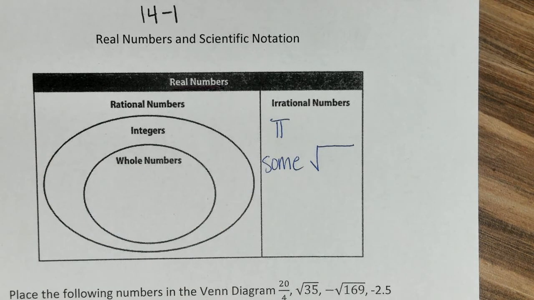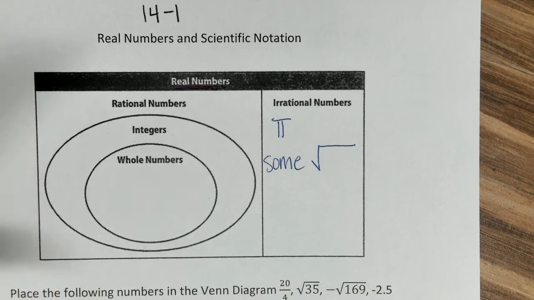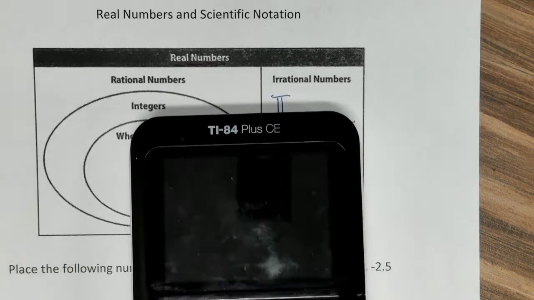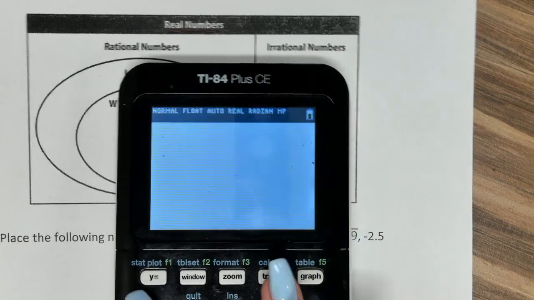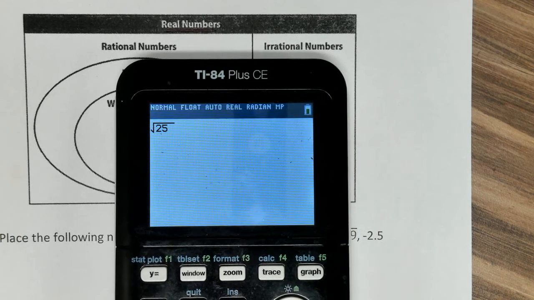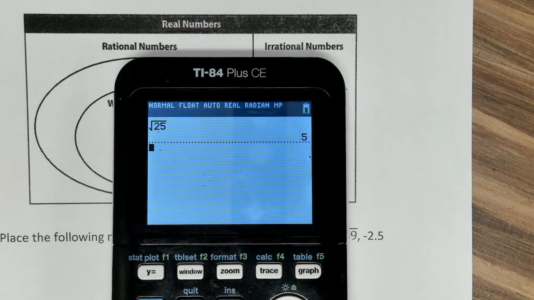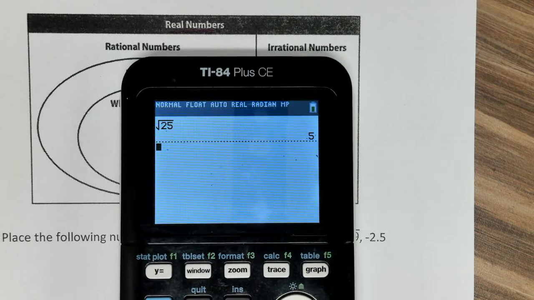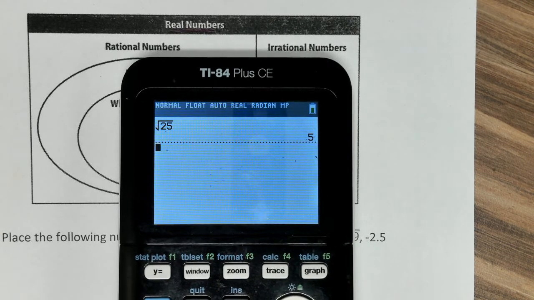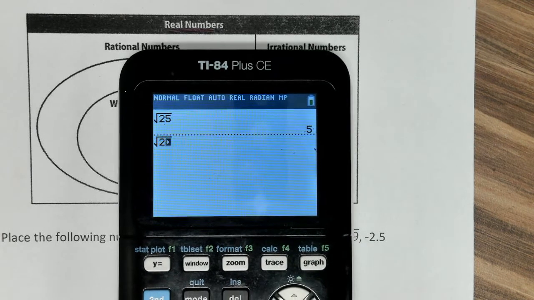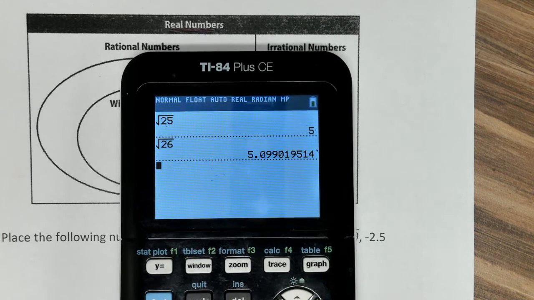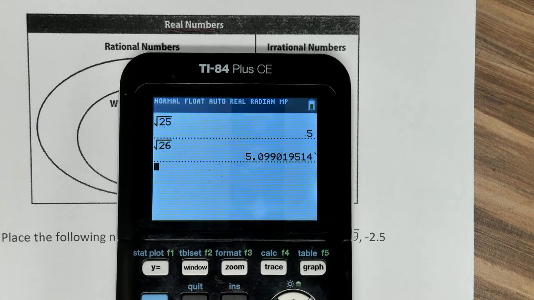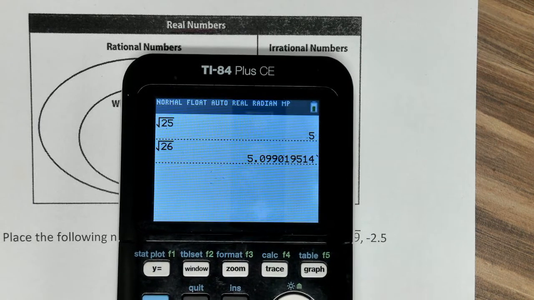The only square roots that are rational are the ones that make whole numbers. So if I look at my calculator, if I put in the square root of 25, do y'all know what it is? 5. That's rational because 5 is a whole number. Does that make sense to y'all? But if I put in the square root of 26, it's not a whole number. It is irrational. Does everybody understand?